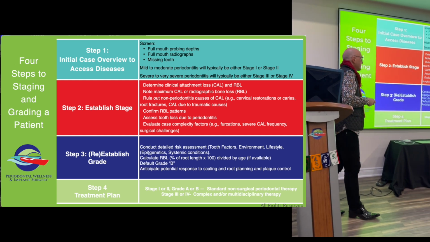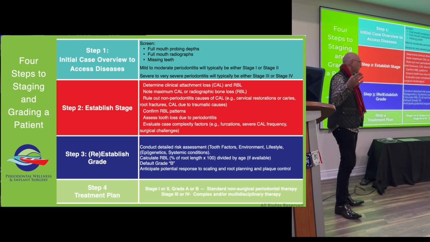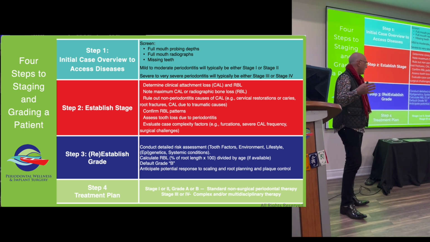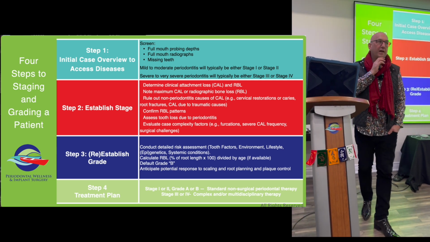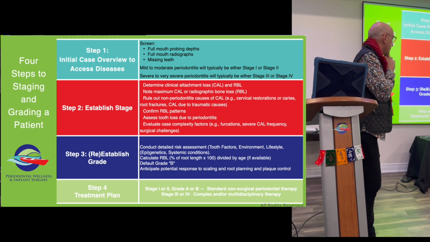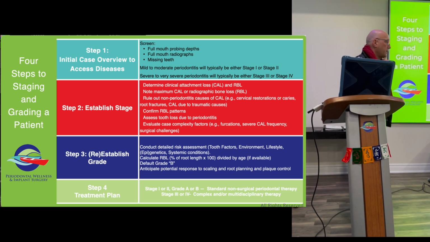You do your detailed assessment. You calculate your radiographic bone loss, the percentage of root length times 100 divided by the age, and now you know what the condition of the patient is. And you've established the diagnosis for the patient. And then from that treatment plan, you decide what's going to happen next.